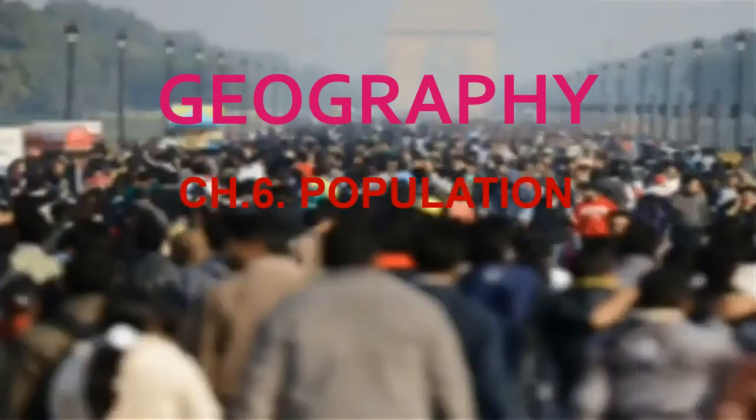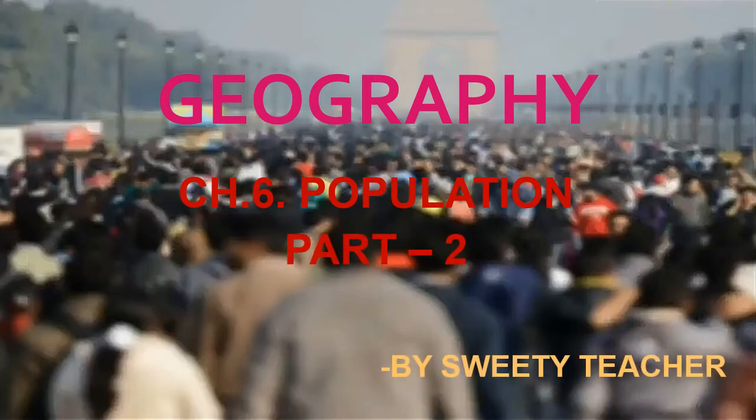Hello students, today in Geography Population Part 2 we are going to learn the characteristics of population. Different composition means the different characteristics of the population, which means sex ratio, age and sex pyramid, population growth rate, life expectancy, age structure, literacy rate, standard of living, etc. So let us see one by one the composition of the population.